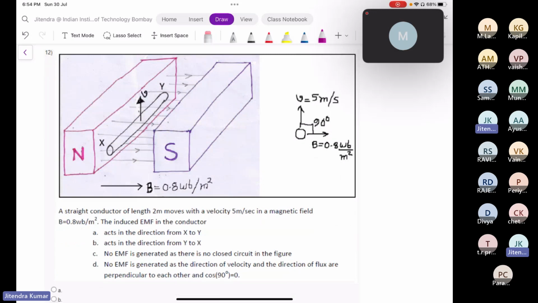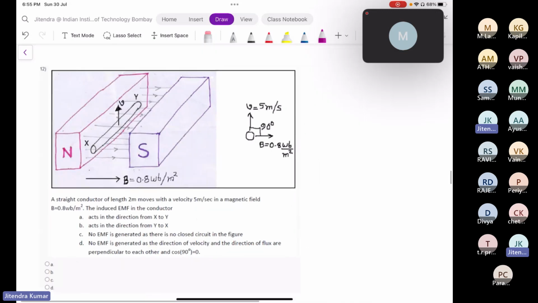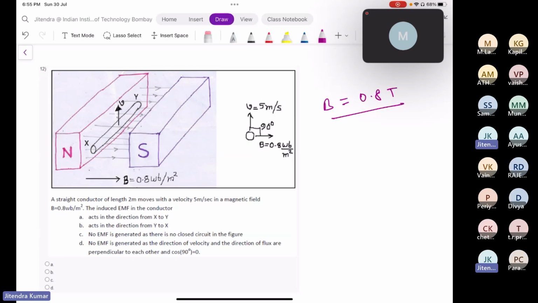Now the type of question has changed, and you need to recall some motional EMF concepts and basic 12th class physics concepts so that you can apply them. So first, read the question carefully. Here a straight conductor is given with a length, and it is moving with a velocity of 5 meters per second in the z direction, and the flux density is given as 0.8 Tesla. You need to evaluate how much EMF will be induced in the conductor, or what is the direction of the EMF.